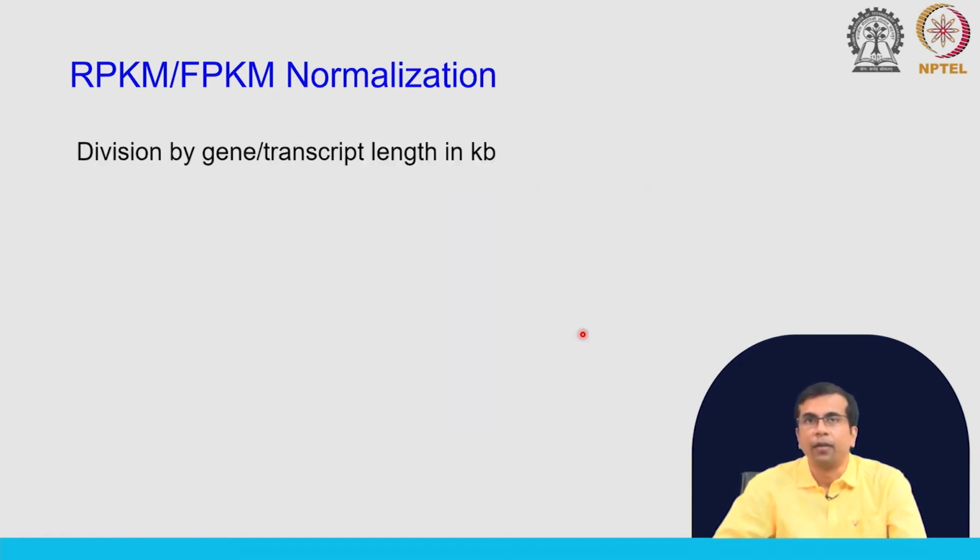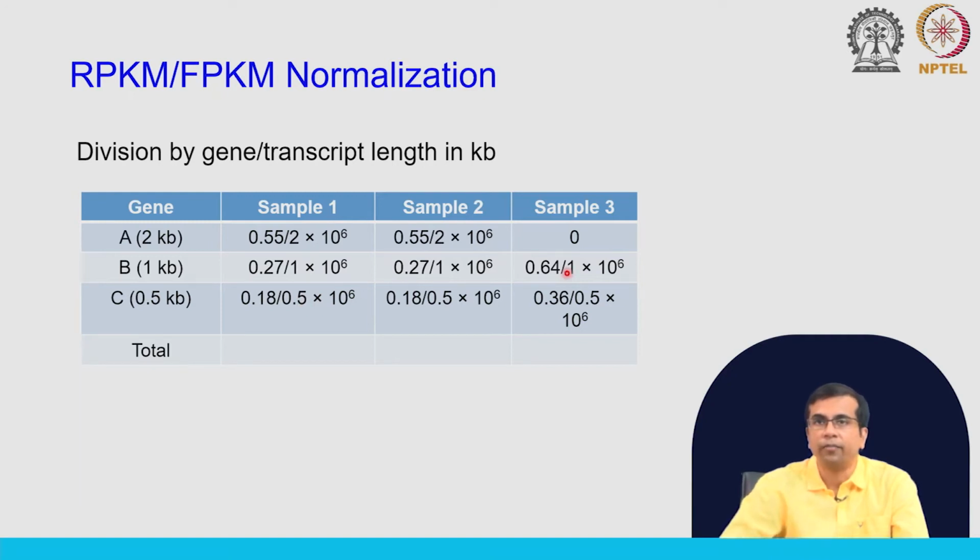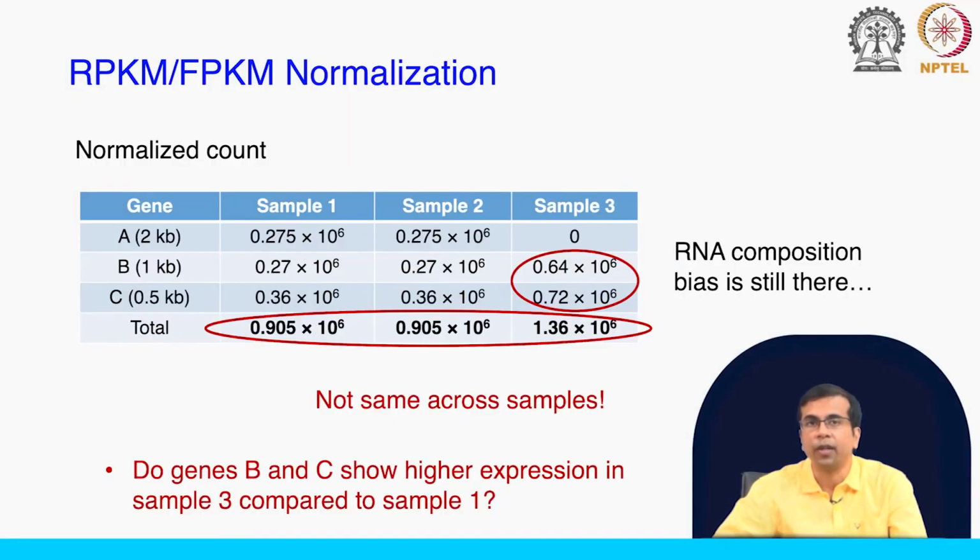Now what we do is we divide by gene transcript length in kb. You can see the gene length here: for gene A we have 2 kb, for gene B the length is 1 kb, for C it is 0.5 kb. We divide the counts that we got by this gene length in kb, so divide by 2, divide by 1, divide by 0.5. Once we do that, we can calculate these values and get the total. What you would notice now is that the total is actually not the same for all samples, and this has changed.